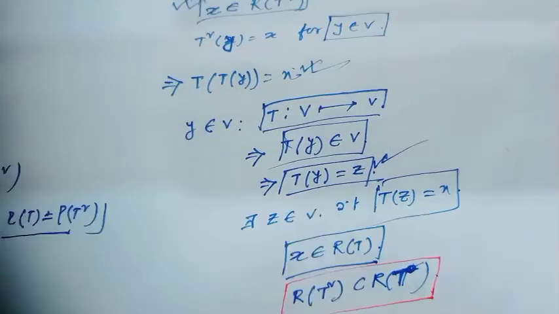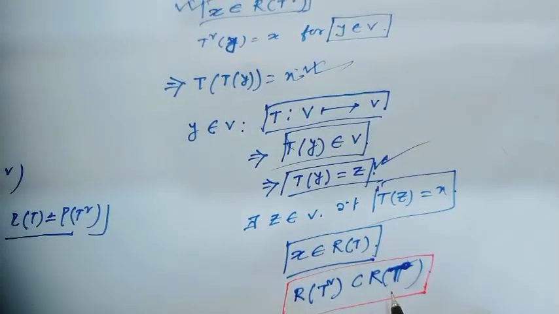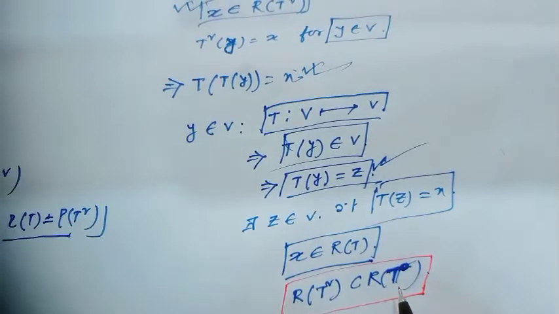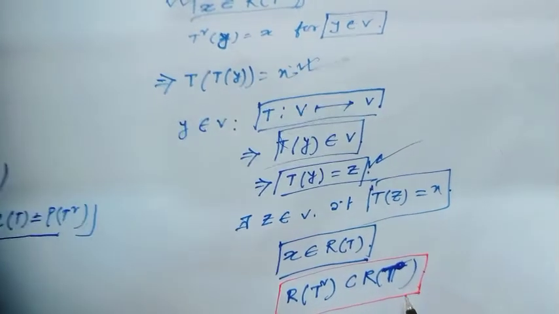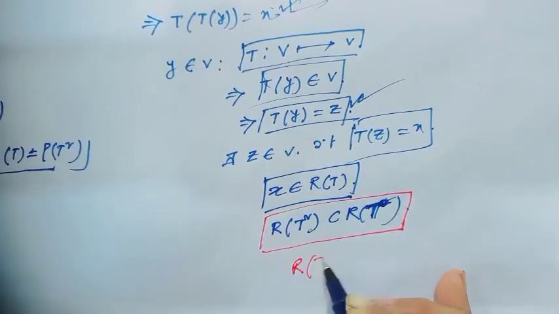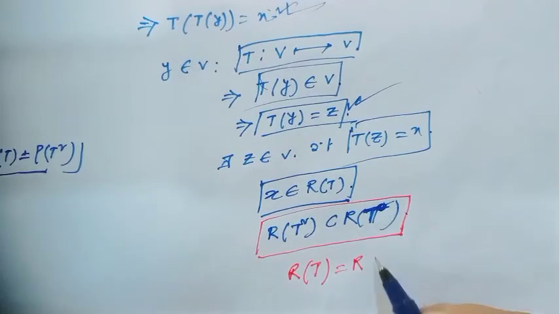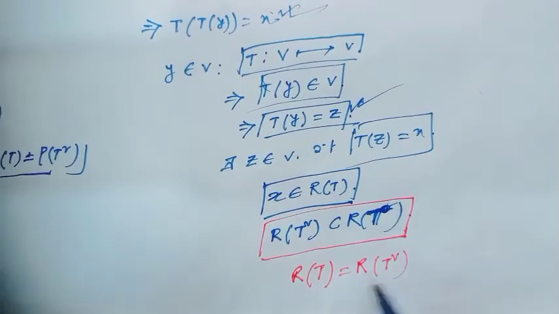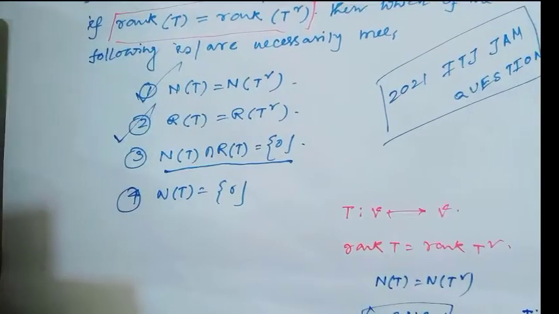That means I have got two spaces whose dimensions are the same, and one space contains the other. That means obviously the range space of the linear transformation T is equal to the range space of the linear transformation T square. That means option 2 is the right option.